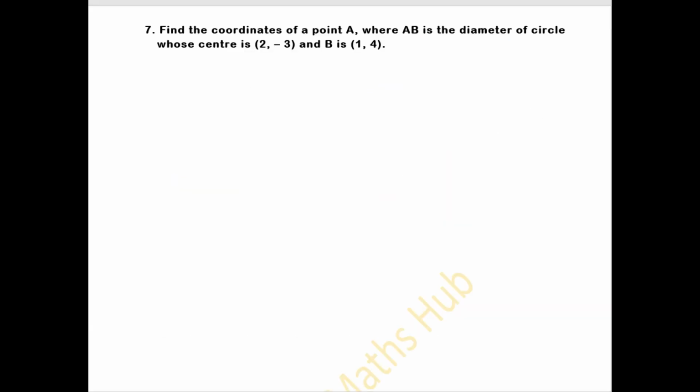Moving to question number 7. Find the coordinates of a point A where AB is the diameter of a circle whose center is (2, -3) and the point B is (1, 4). Students, it is clear that the center is (2, -3) and the point B is (1, 4). We should find out the point A.